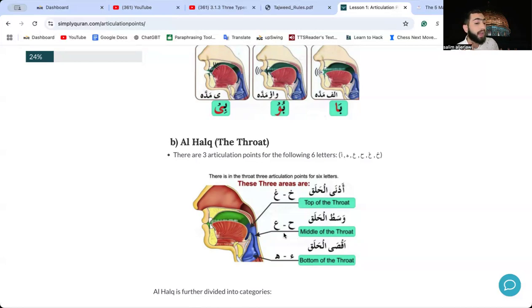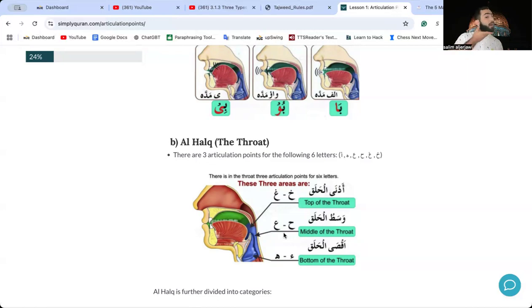Ha, ain. Hamza and ha are lower; ha and ain are in the middle. On top, we have ghain and kha. Now, it's pretty easy to determine where each letter is located by simply putting your hands on your throat.